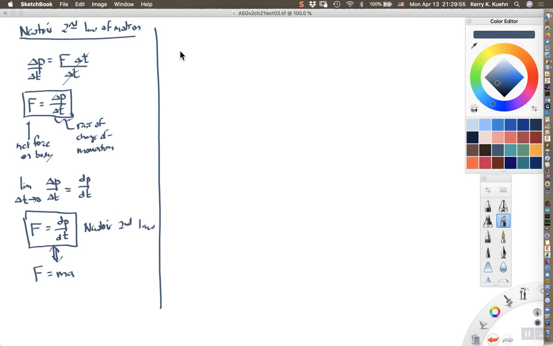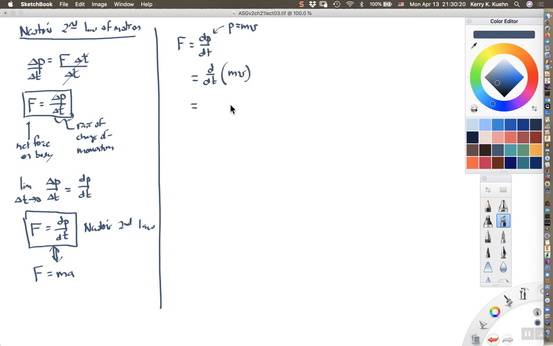So let's start with how we are thinking about it. Force is dp/dt. And now let's realize that the momentum, remember, was defined as the object's mass times its velocity. So if I write d/dt of mass times velocity, that's the same thing as this equation right here.